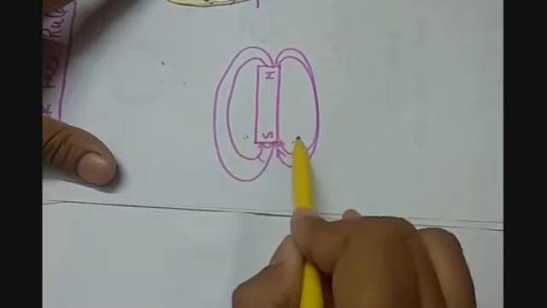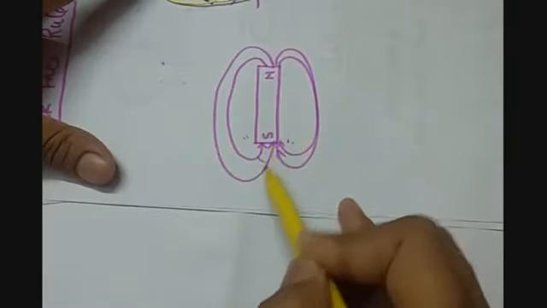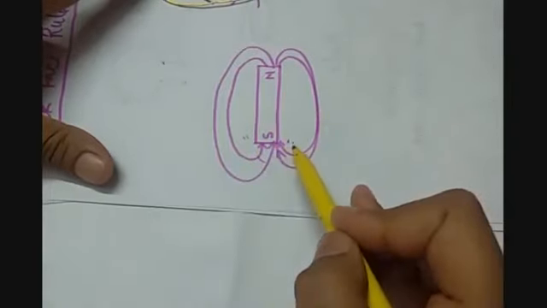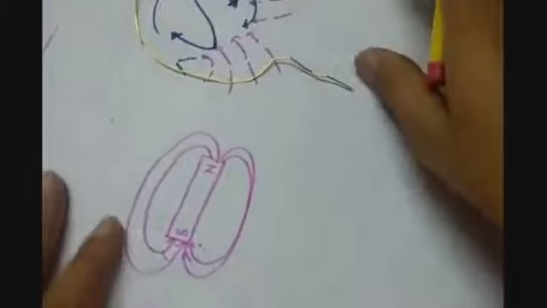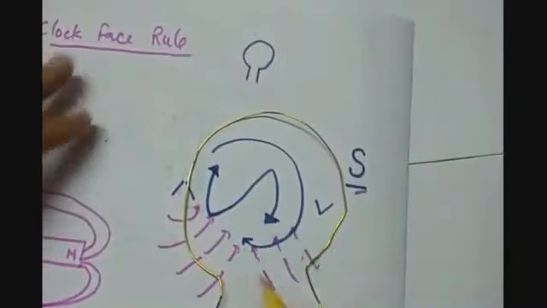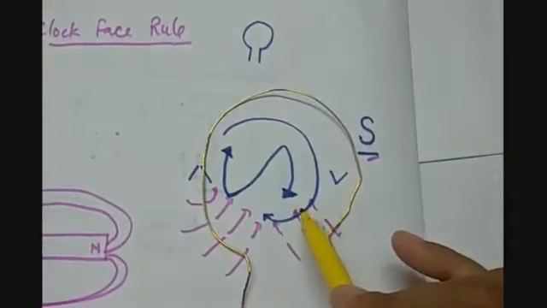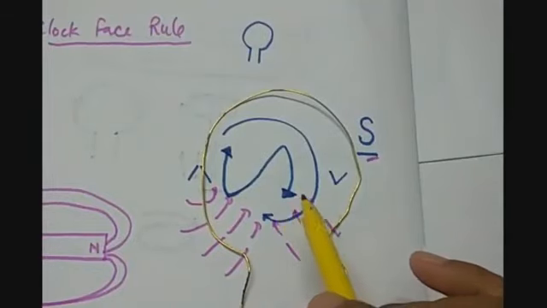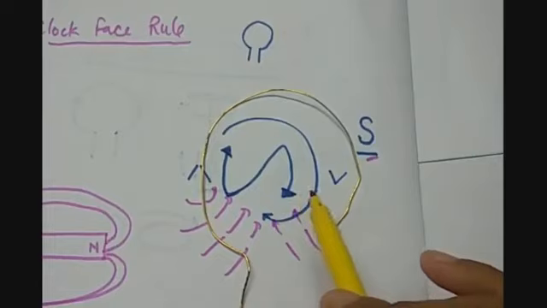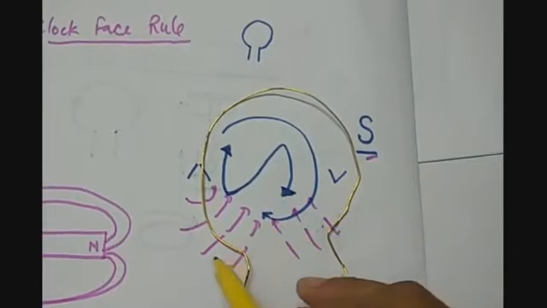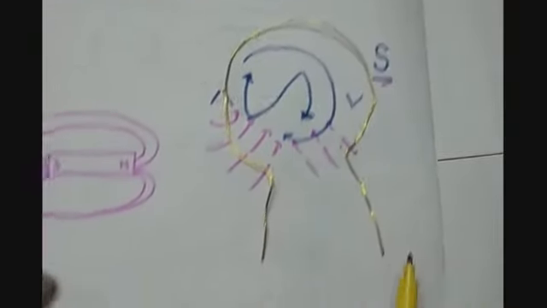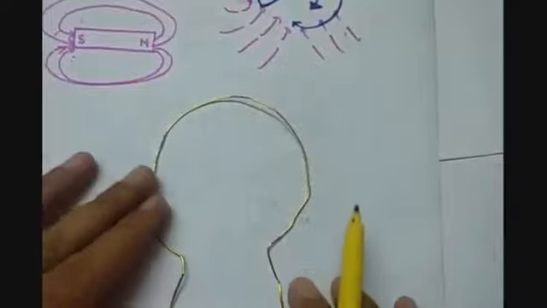And here we have the circular loop, and these are the magnetic field lines around it, perpendicular to the circular loop. So we can say that when the current is flowing in clockwise direction in a circular loop, then that face of the circular loop is acting as a south pole of the magnet, where the magnetic field lines are entering in the circle.